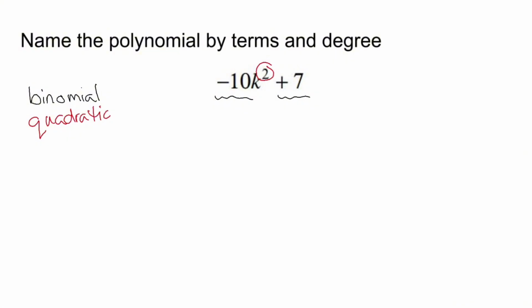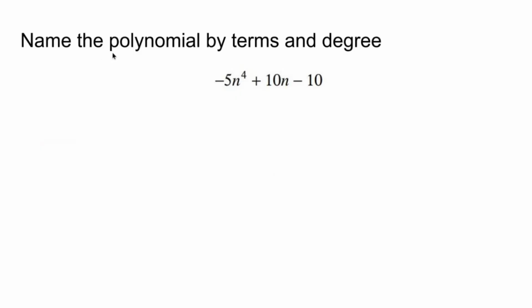So if I were to name this guy, I usually like to go with the degree first. I would call it a quadratic binomial. And that's it.